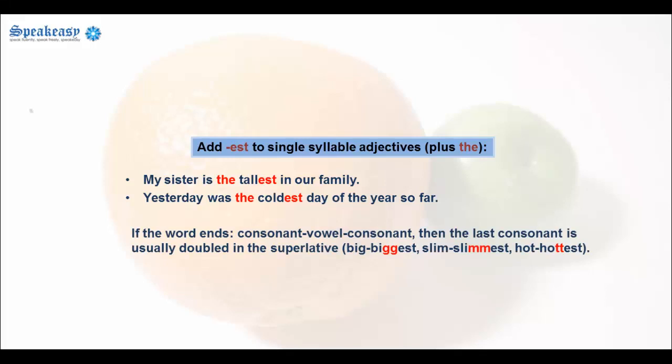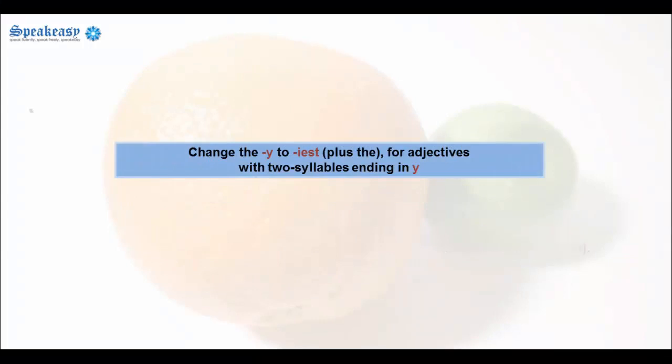If the word ends consonant-vowel-consonant, then the last consonant is usually doubled in the superlative, similar to the comparative. So big becomes biggest, slim becomes slimmest, and hot becomes hottest. Change the y to iest, plus the, for adjectives with two syllables ending in y.